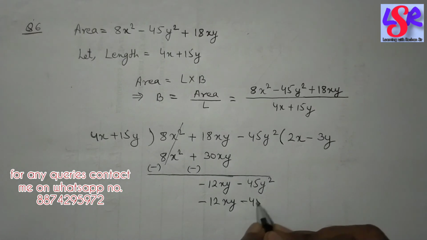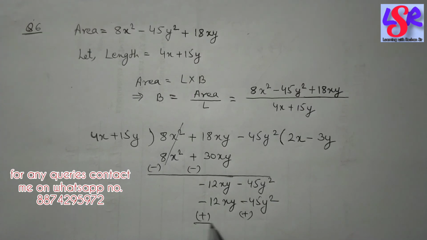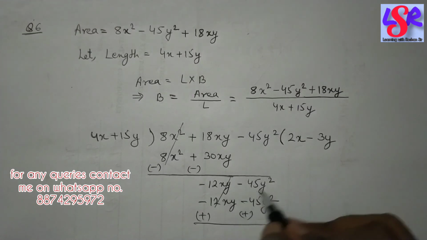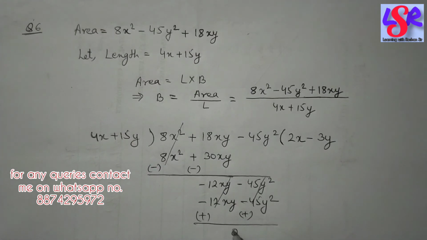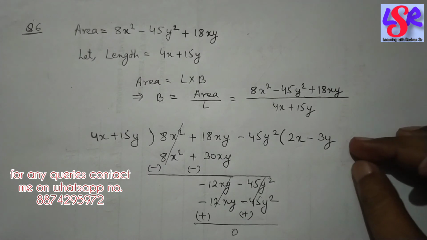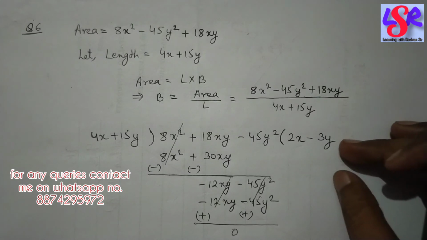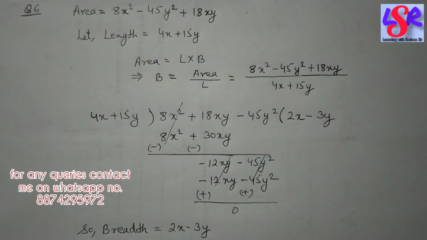Now change the signs. Here we get plus and plus in both of the cases, and then on subtracting they will be cancelled out to get 0. So the breadth of this rectangular field is 2x minus 3y, and here we get the breadth as 2x minus 3y. That's all for this video.